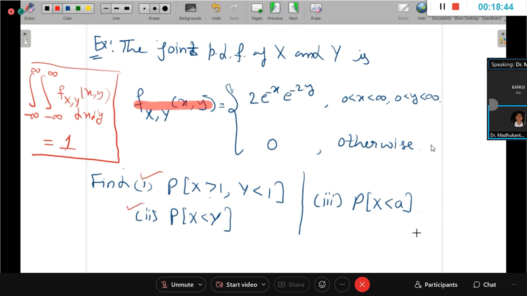Now the second problem is a little interesting. You are interested in finding the probability of x less than y. So again, how will you read this x less than y? This is an abuse of notation. So what is x less than y? x less than y is going to be the set of all w in omega such that x of w is less than y of w.